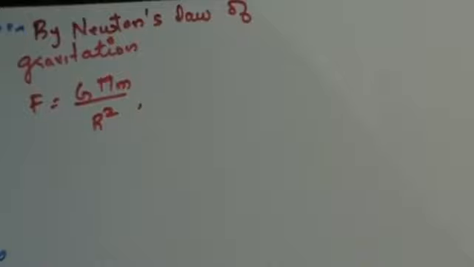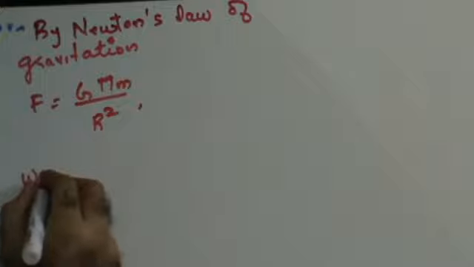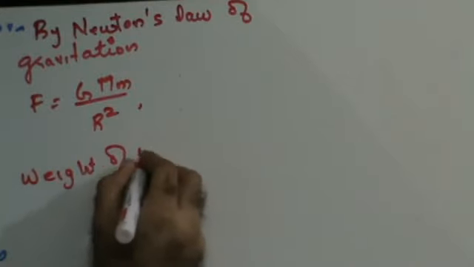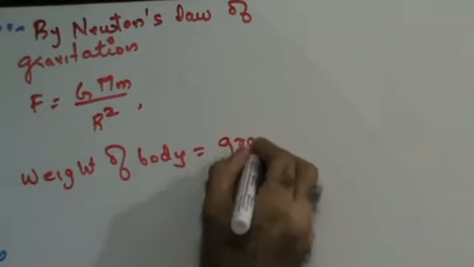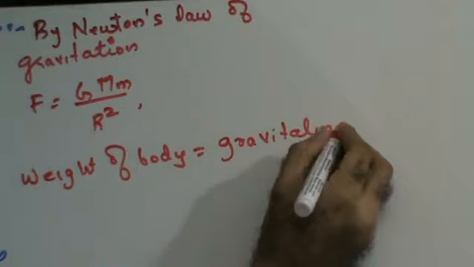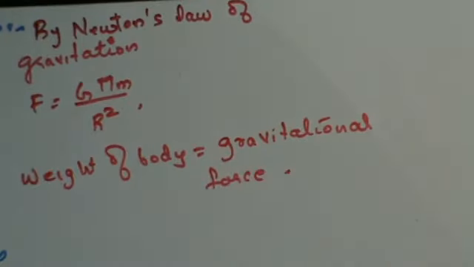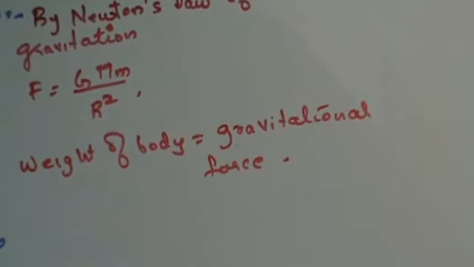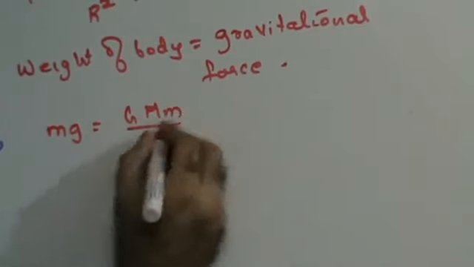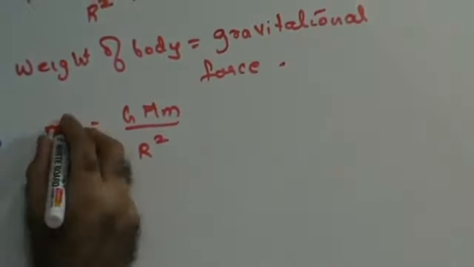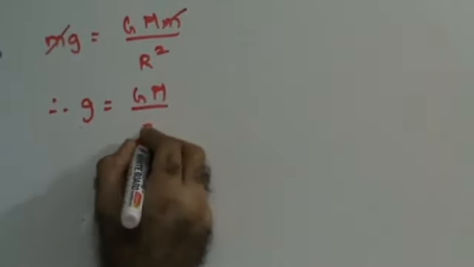Right? Now, we know that, guys, the weight of the body on Earth is equal to the gravitational force exerted on the body, right? In that case, I can therefore say that mg, weight of the body, should be equal to gravitational force, that is G M m upon r square. That means I can therefore say that m and m gets cancelled, therefore g is equal to G M upon r square.